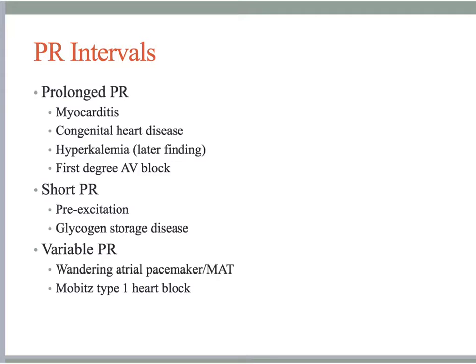Looking specifically at PR intervals, prolonged PR intervals can be caused by myocarditis, certain kinds of congenital heart disease, hyperkalemia, or first-degree AV block. Short PR intervals can be caused by pre-excitation or certain kinds of glycogen storage disease. Variable PR intervals can be caused by wandering atrial pacemaker or multifocal atrial tachycardia, or Mobitz type 1 heart block.